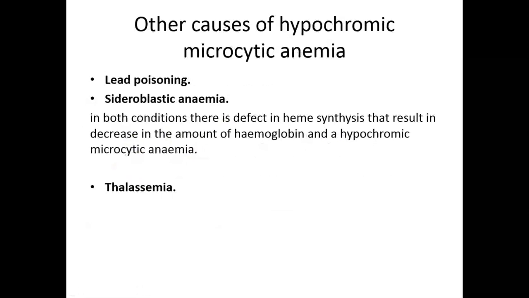Other causes of hypochromic microcytic anemia راح يعني نمر عليها على السريع ما ندخل بالديتيلز. الثلاسيميا راح تاخذوها بمحاضرة منفصلة. The lead poisoning and sideroblastic anemia. Both these conditions we have a defect.